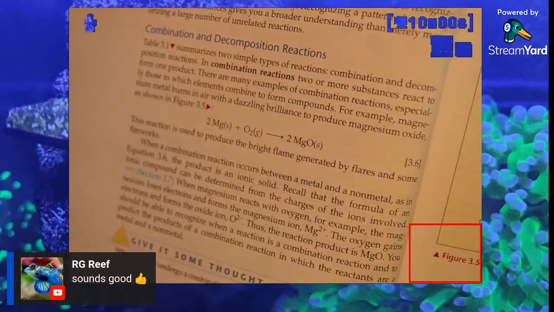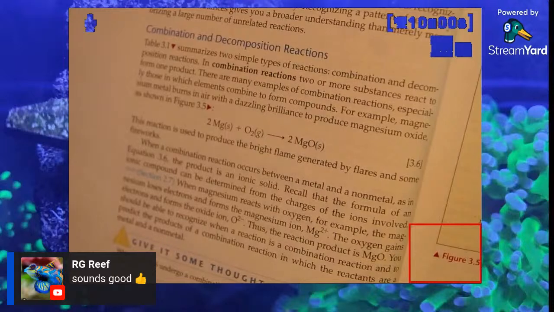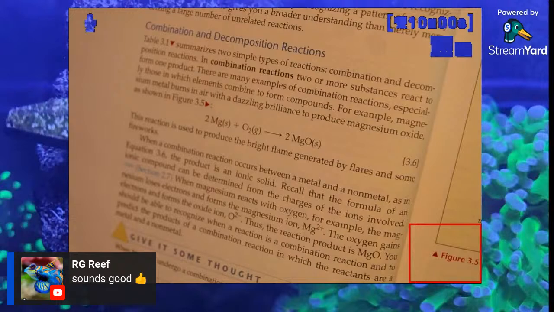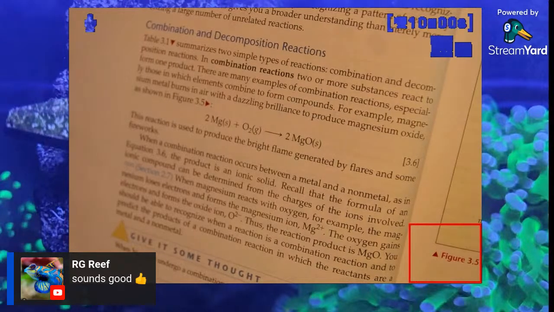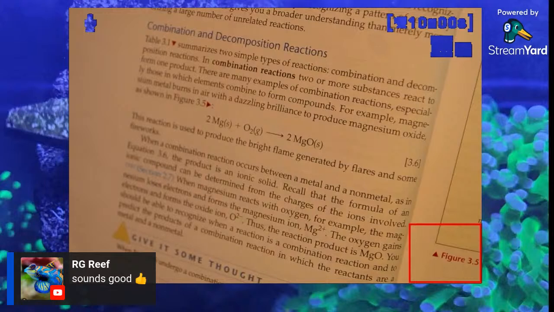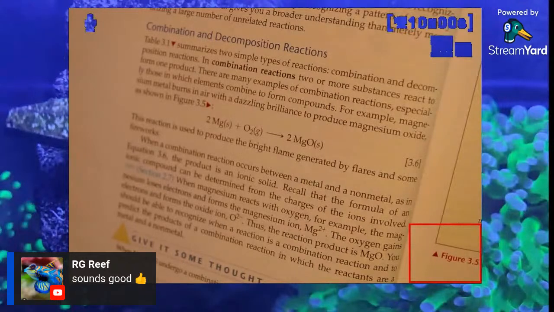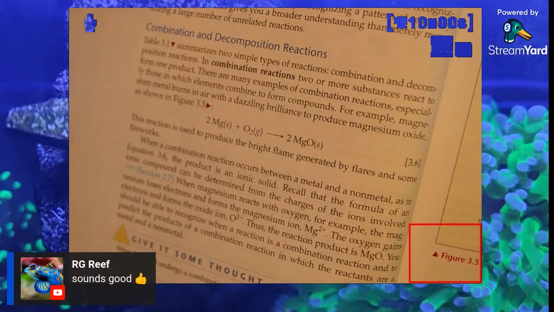All right, this reaction is used to produce a brilliant flame generated by flares of some fireworks. When a combination reaction occurs between a metal and a non-metal, as in Figure 3.6, the product is an ionic solid. Recall that the formula of an ionic compound can be determined by the charges of the ions involved, Section 2.7. When magnesium reacts with oxygen, for example, the magnesium loses electrons and forms magnesium ion Mg2+.